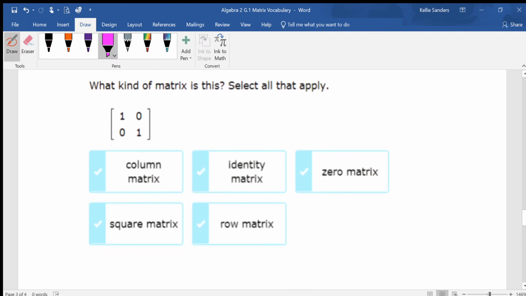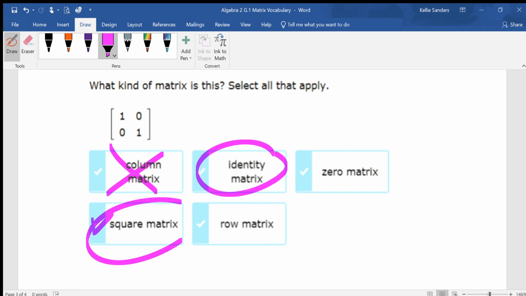What kind of matrix is this? Select all that apply. It is a square matrix. It is not a column matrix because it has more than one column. It is identity. It is not zero. And it is not row.